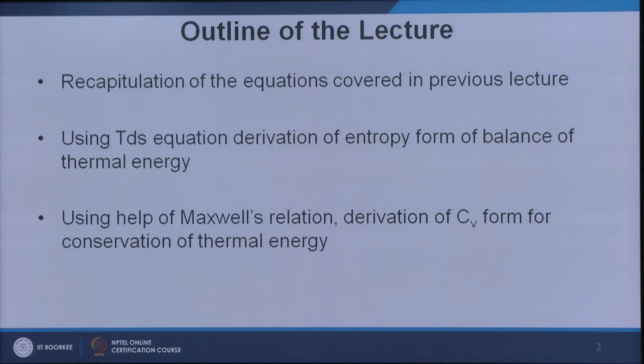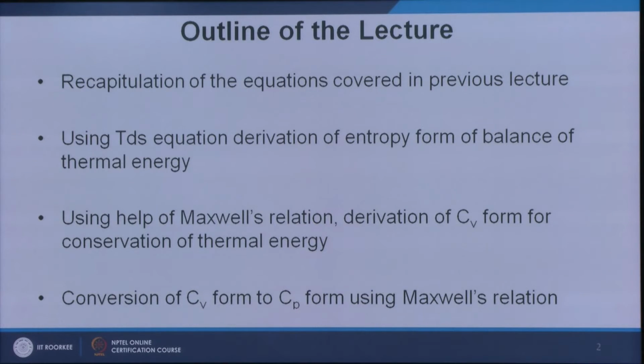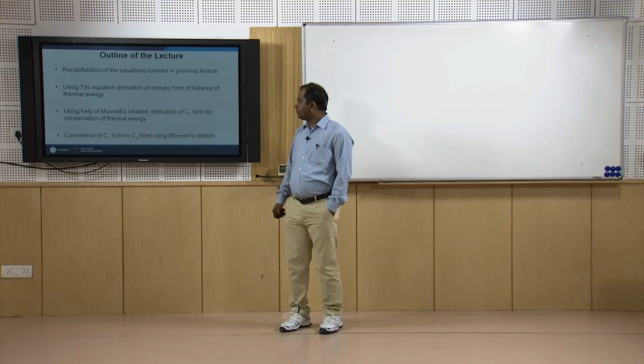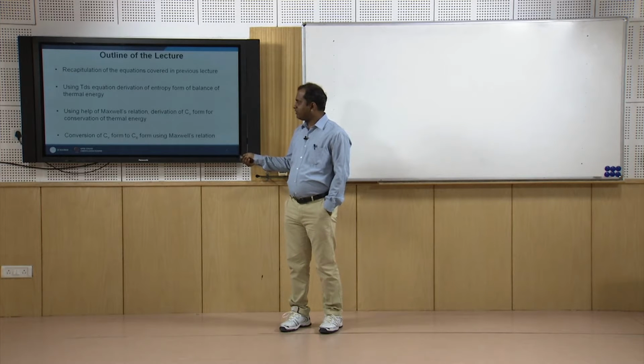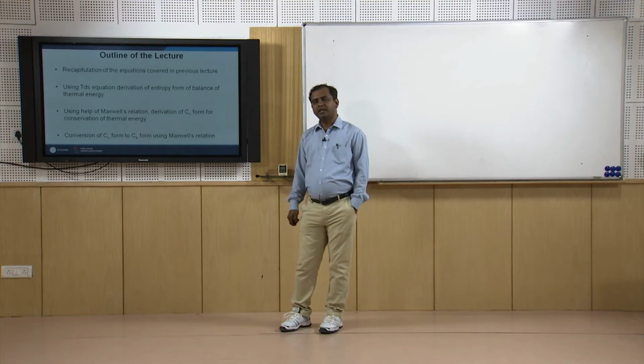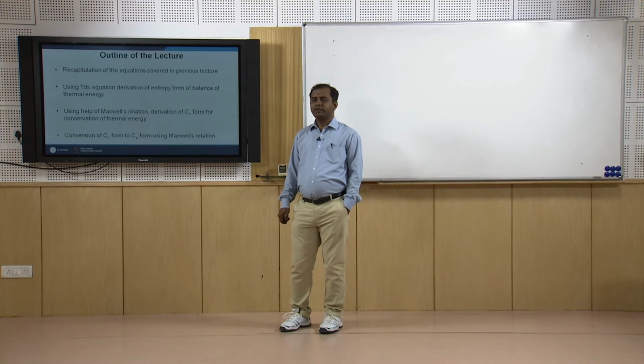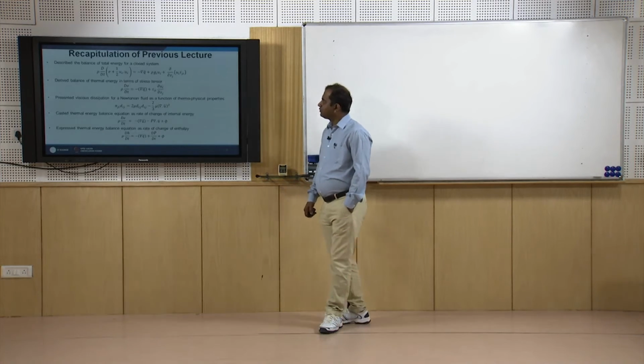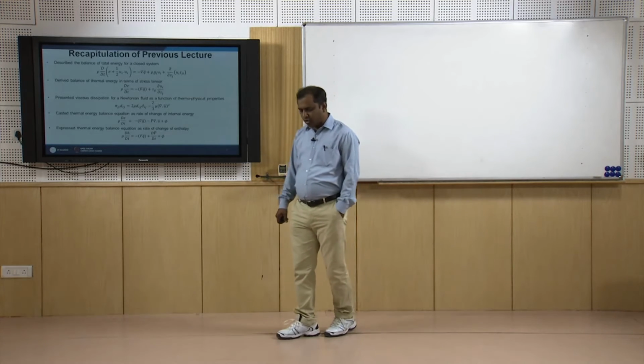Then we will use Maxwell's relationship to obtain the thermal energy balance equation using CV. Also, towards the end we will convert the CV form of the thermal energy balance equation to the CP form. Here also we will start from the conservation of thermal energy, and from there using Maxwell's relationship we will bring that equation into a simplified form using CP. Okay, so let us first go to the content of the previous lecture.